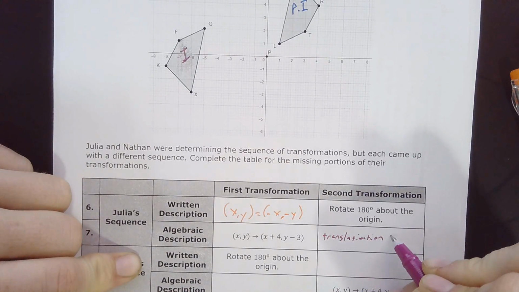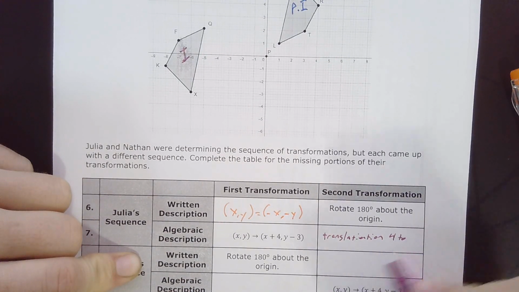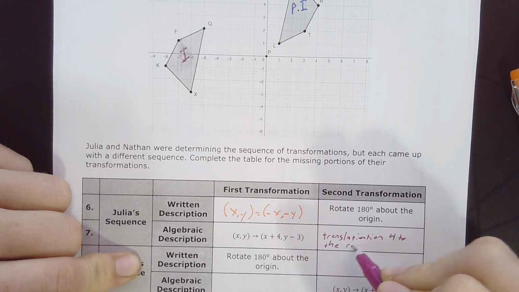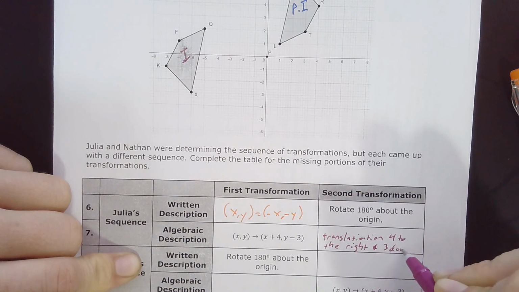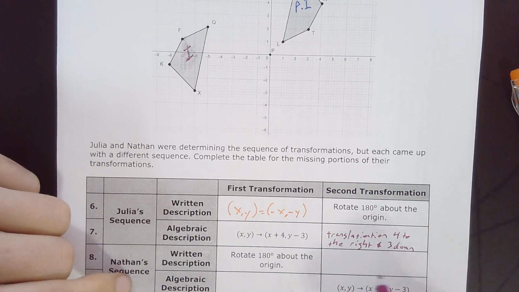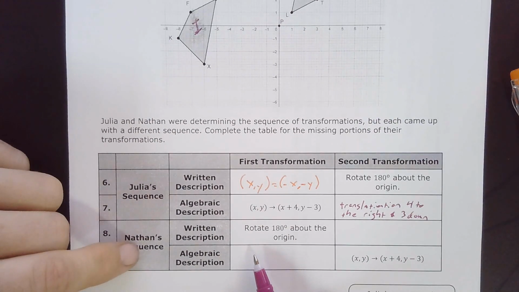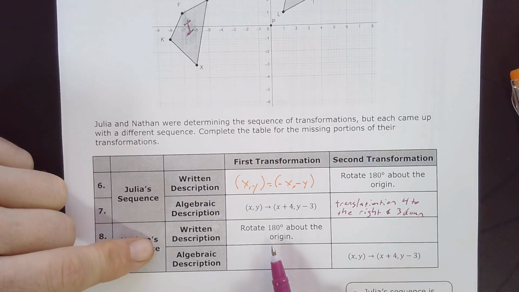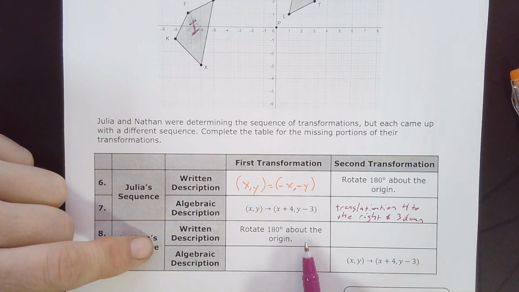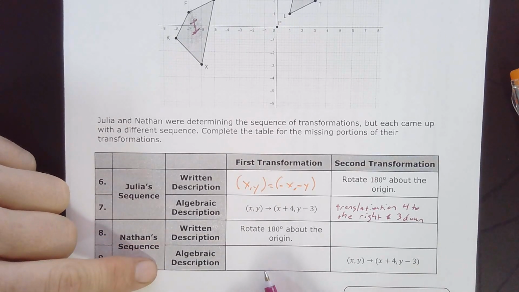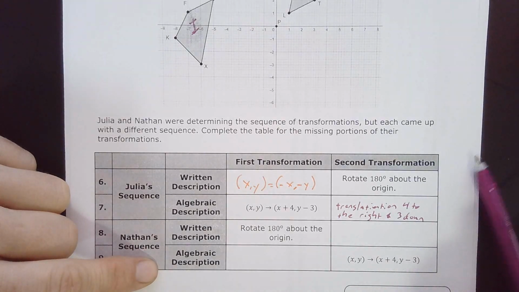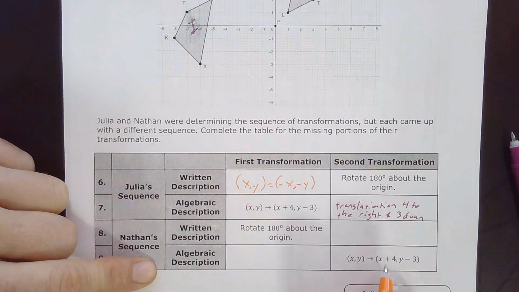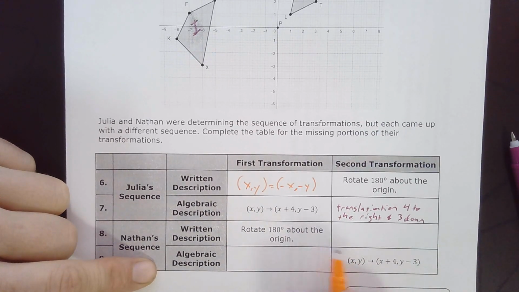That's a translation, 4 to the right, and 3 down. Okay, and then Nathan's written description was rotate 180 degrees about the origin, and then this is a translation. This is a translation. What's going on here?